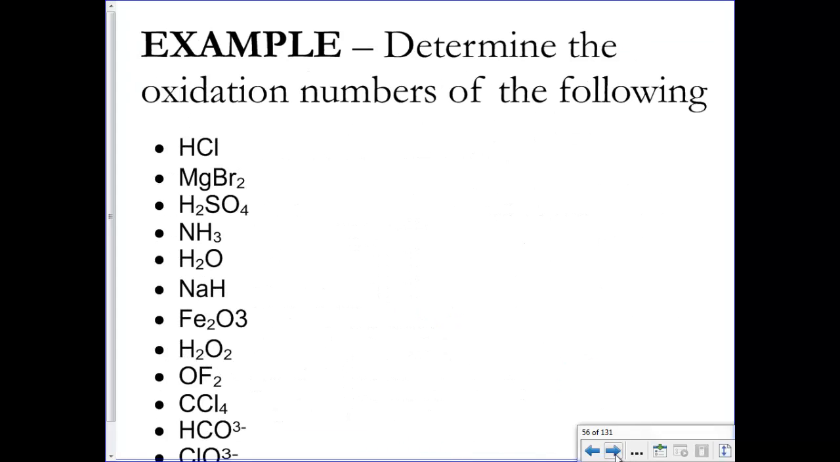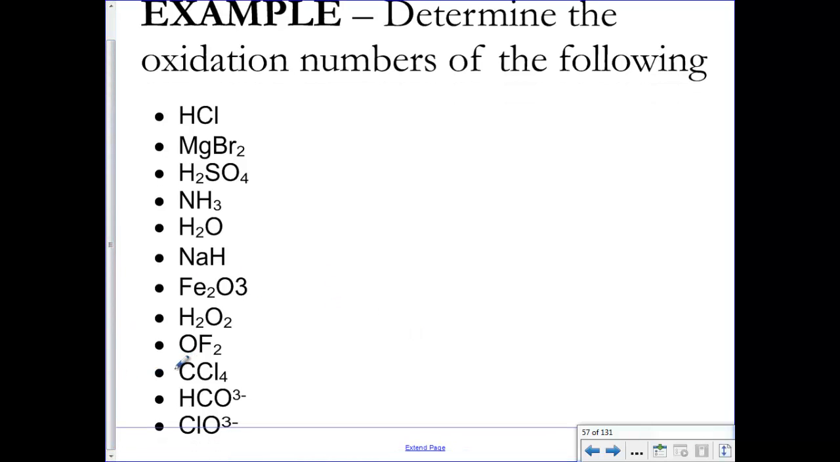Okay, let's hop ahead to some examples. Let's try to figure out some of these numbers. So, HCl. Well, hydrogen is always +1, unless it's bonded with someone really electronegative, or less electronegative. So yeah, +1, -1. This one here is ionic, so it's probably going to be its charges: +2 for magnesium, and -1 for bromine. That seems likely.